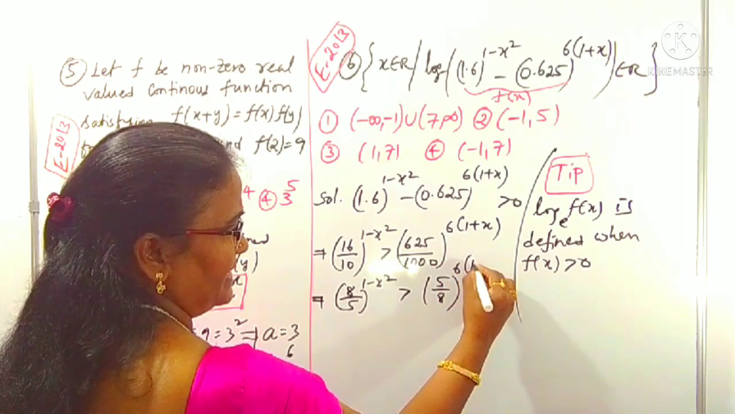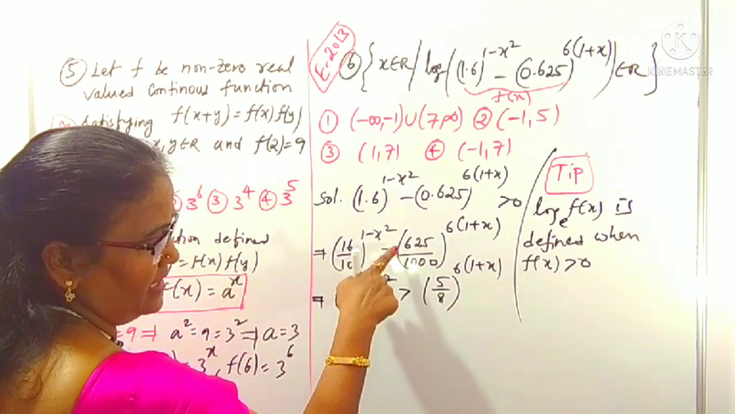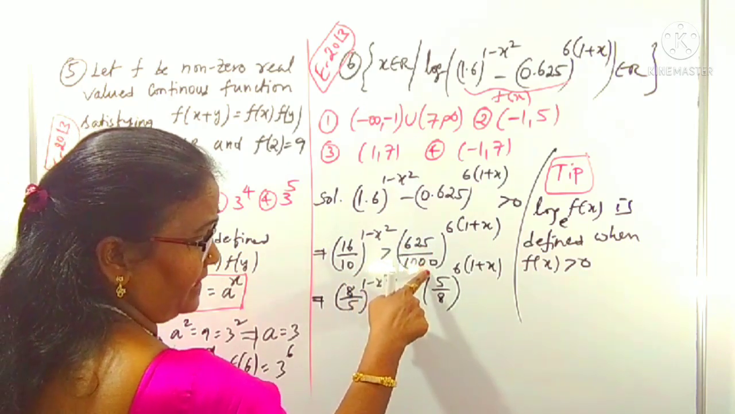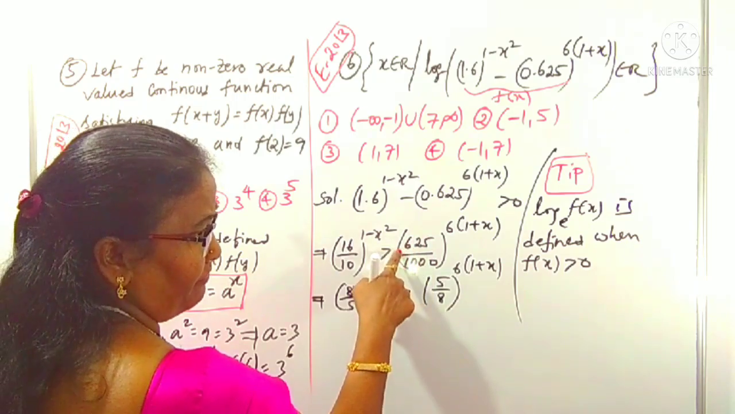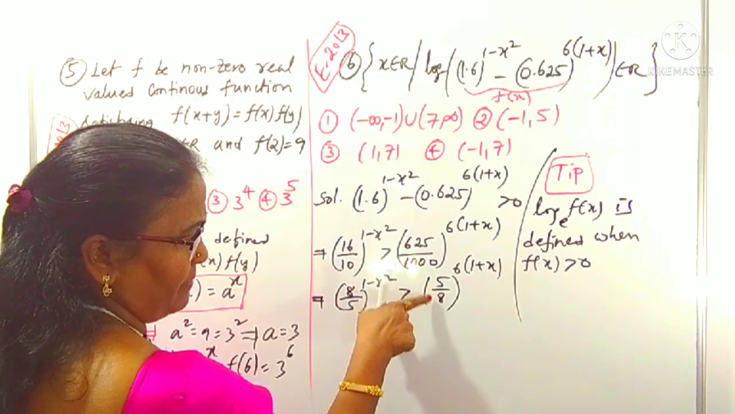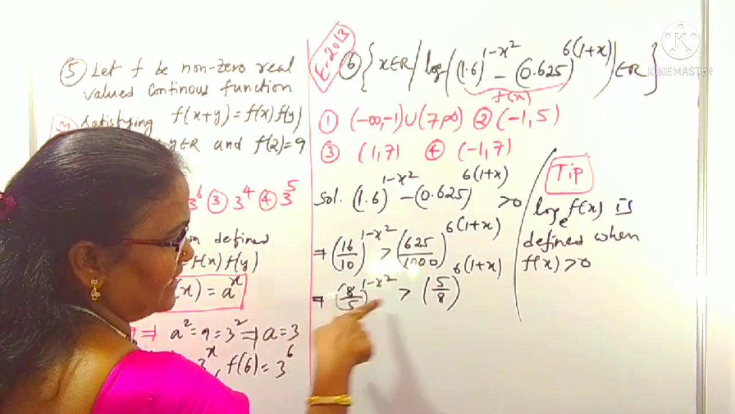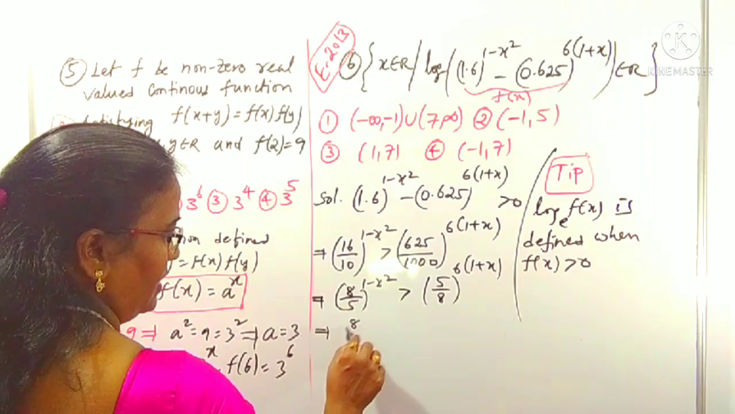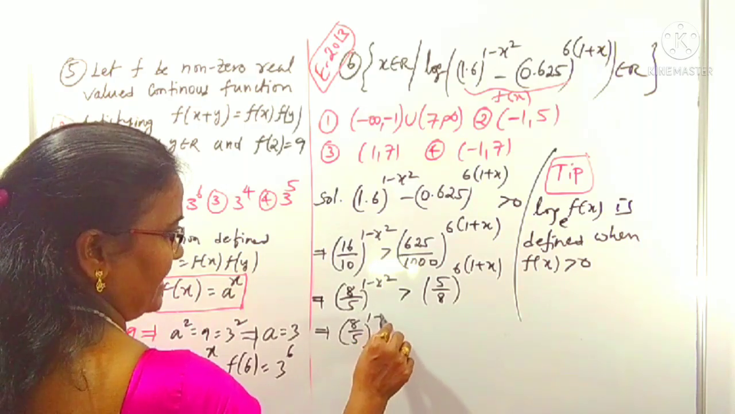6 into 1 plus x. Okay, you can understand that. 625 is 25 times 25. Again, 25 means what? 5 fives. Like that we can simplify this as 5 by 8. Here 8 by 5 is there, but here 5 by 8. After this, here 8 by 5 whole power 1 minus x square is asked.